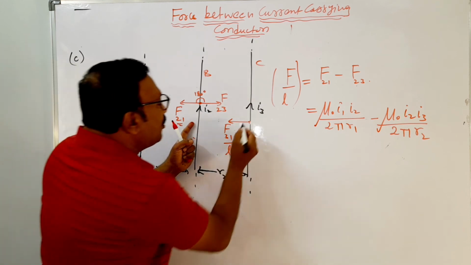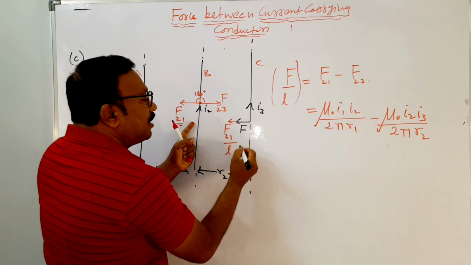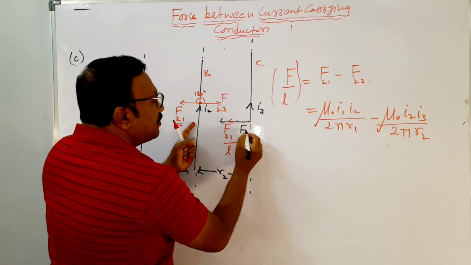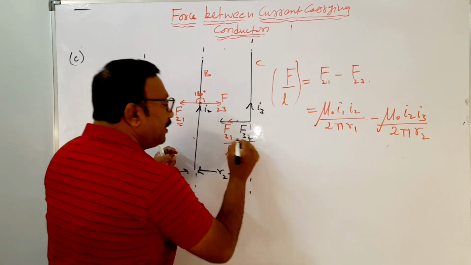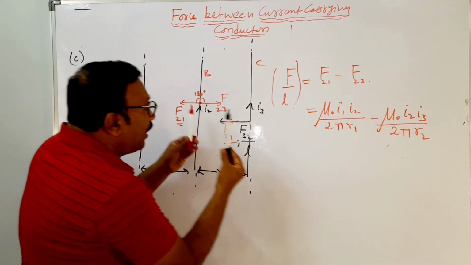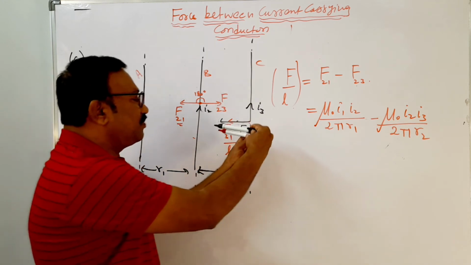Similarly, this wire also will attract this. This force will be greater. This is force on the third wire due to the second wire per unit length. How much is that? Mu naught I2 I3 by 2 pi R2. These two forces will be added.